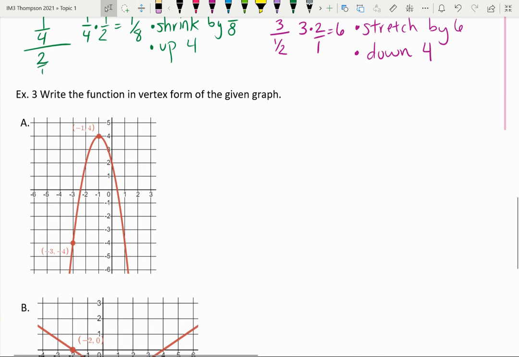A is a parabola, it opens down. It has a vertex at negative 1, 4. It crosses the y-axis at 2. It also hits this point down here, negative 3, negative 4.